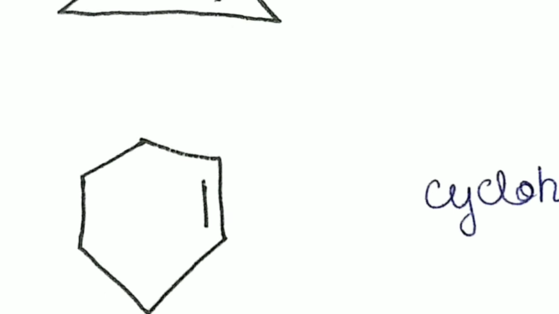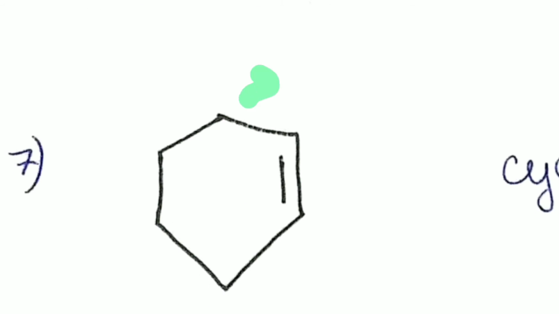Now what about this? What would this have been called if this bond were not present, and it was a straight chain 6 carbon compound? We would have called it just hexene, but as a ring we call it cyclohexene.